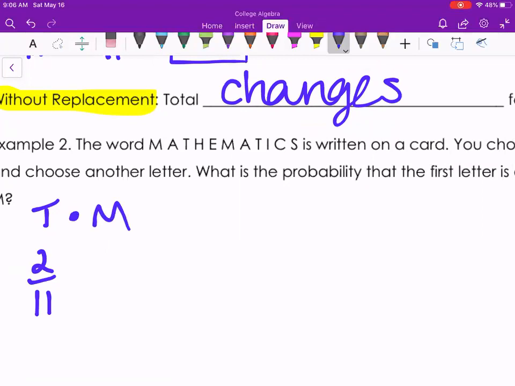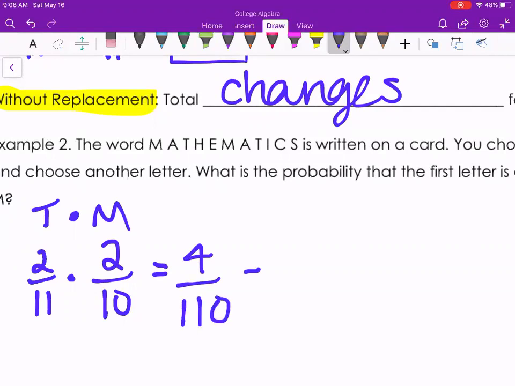Now if I keep that one T, I don't have 11 anymore. My total's now changed to a 10, one less because you kept that one letter. But there's still 2 M's. So let's multiply. 2 times 2 is a 4. 11 times 10 is 110. Same thing, I'm going to hop over to my Desmos calculator, throw that in, see if it will simplify.